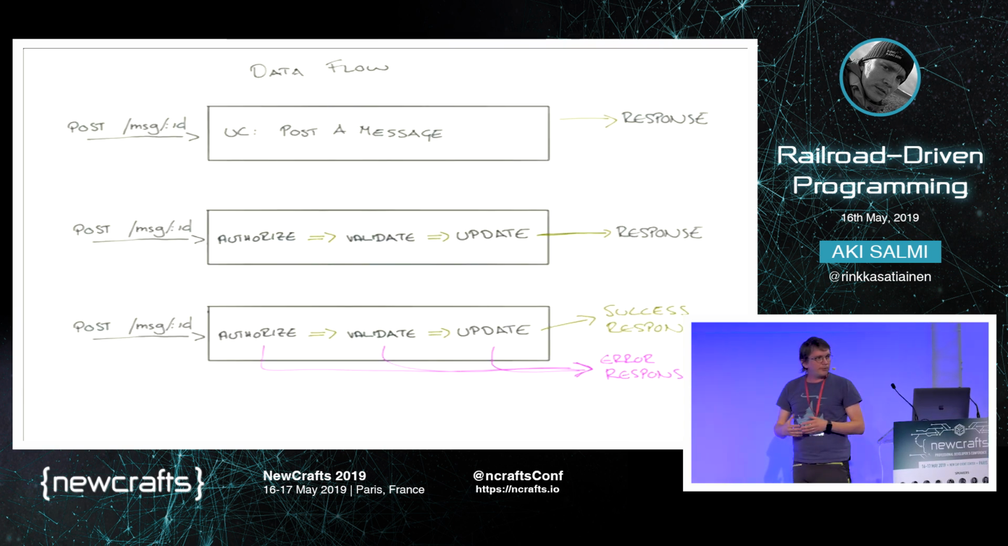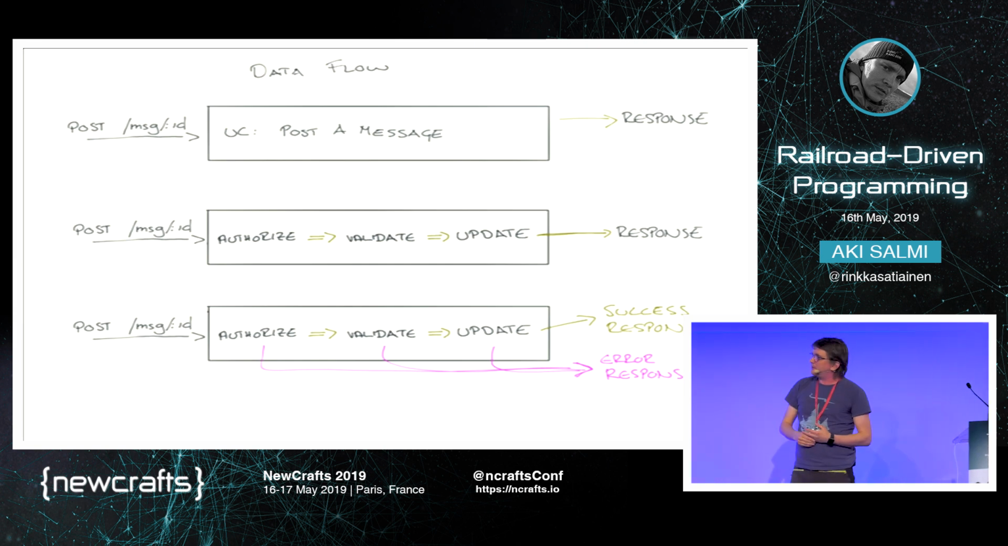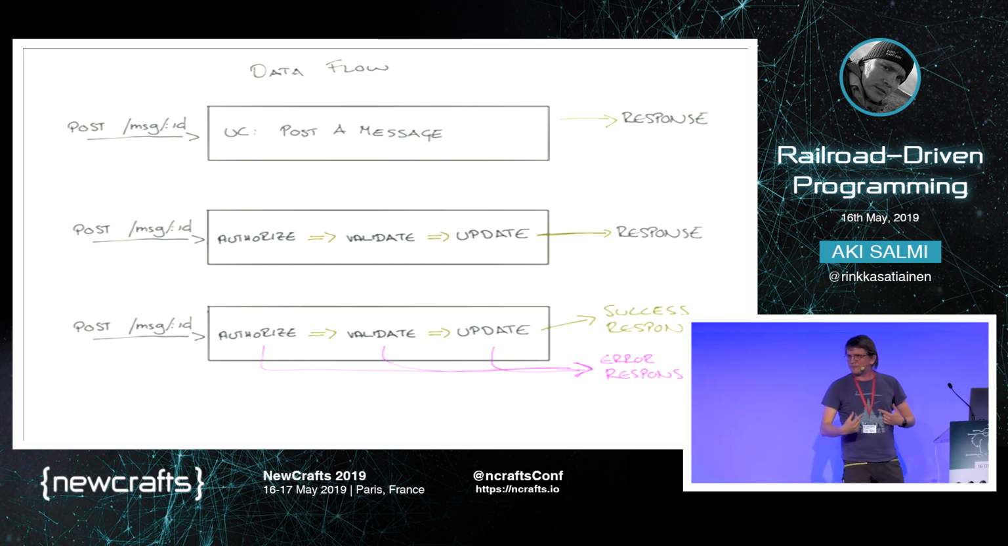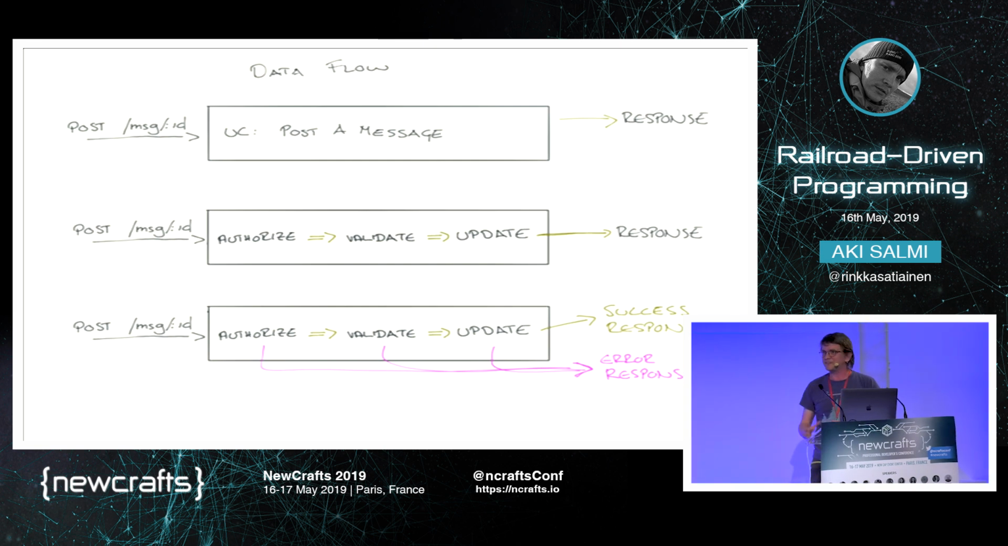So what it means from the data flow perspective is that in my use case handler there are no exceptions. It just returns either a failure or a success. It makes things different. I don't know if it's easier or better or something. I'll just say it's different. You'll see the difference of what it will look like.